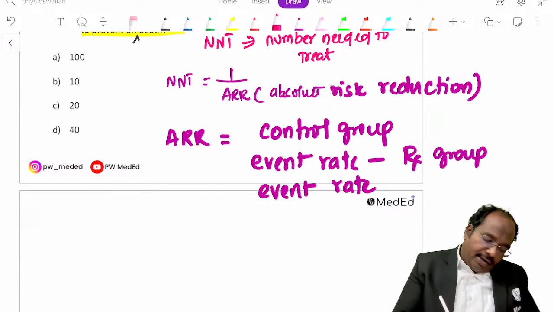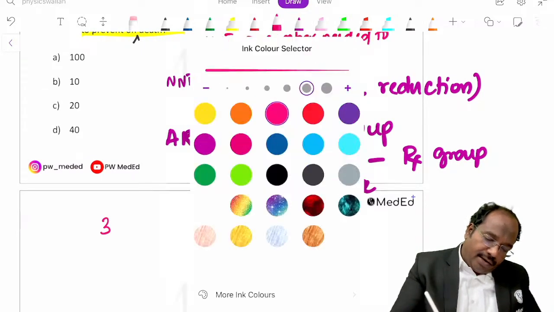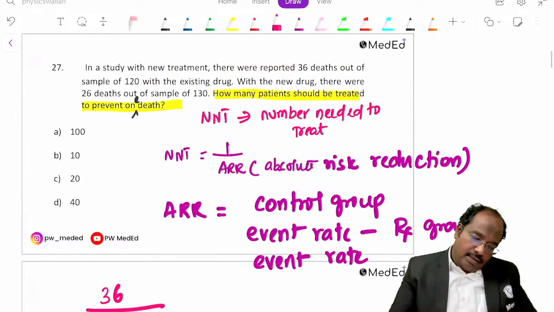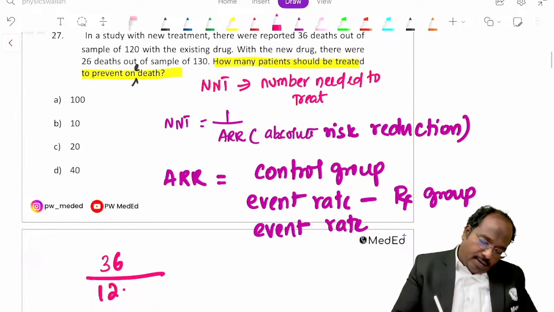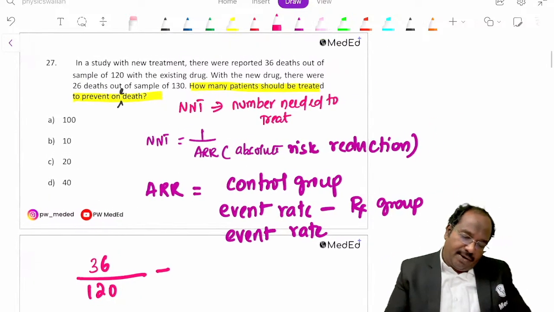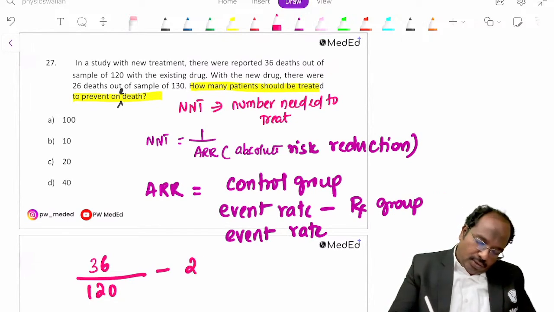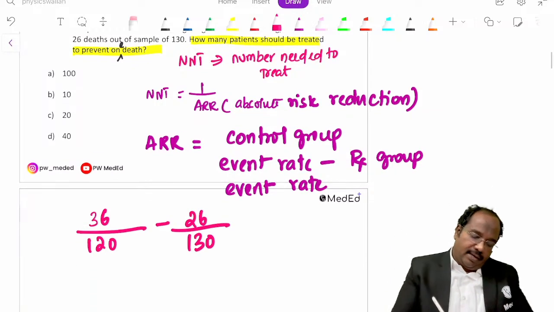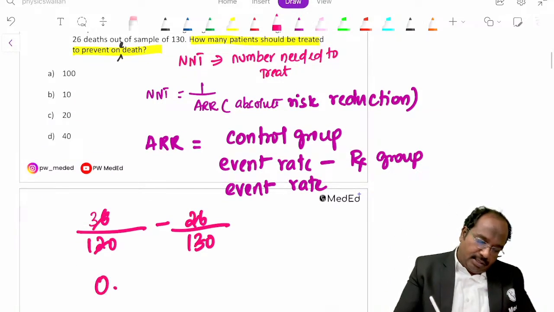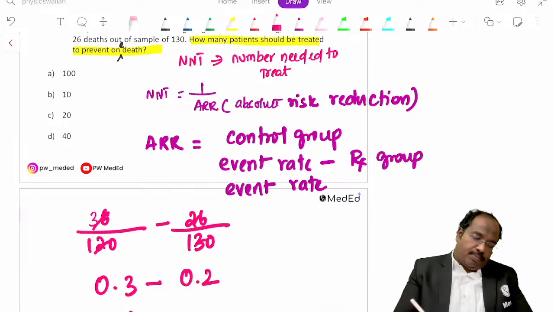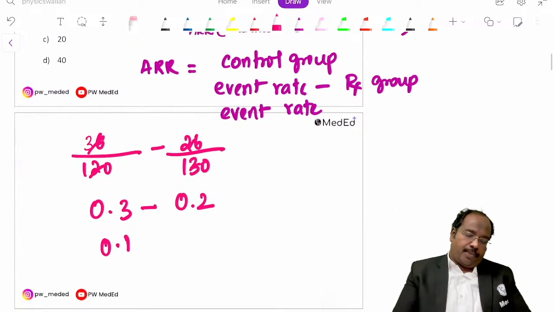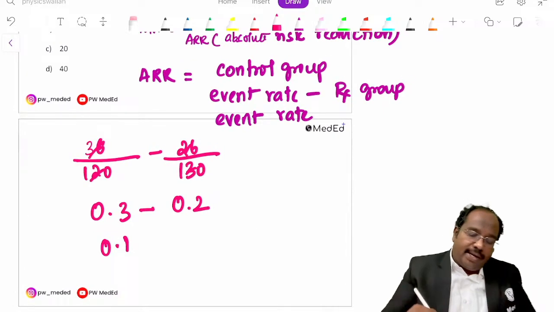The control event rate is 36 by 120, minus the treatment event rate, that is 26 by 130. This is ARR. If you do the calculation, this is 0.3 minus 0.2, which is 0.1. Okay, fine. So what is the NNT formula?